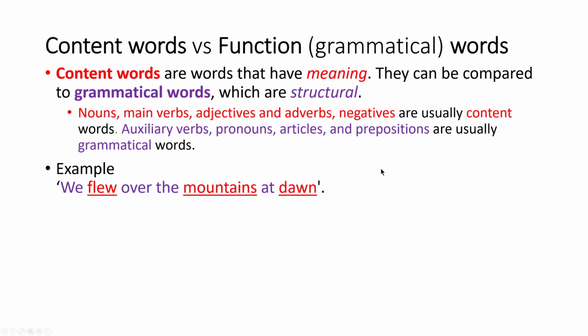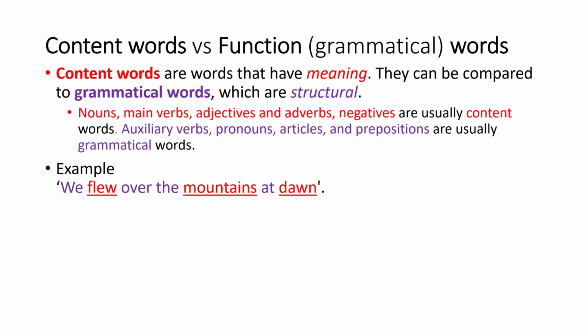Okay? So here's an example. We flew over the mountains at dawn. And so we here is going to be a function word because it's a pronoun. So pronouns are going to be unstressed. The other thing is that to be verbs are going to be unstressed as well. But here we have our first verb, the past tense of fly. So it's flew. Right? We've got a preposition. We've got an article. So these are going to be our function words, our grammatical words. And then we've got mountains, dawn. And these are going to be our content words. So we flew over the mountains at dawn.